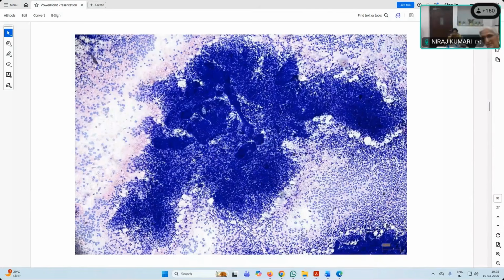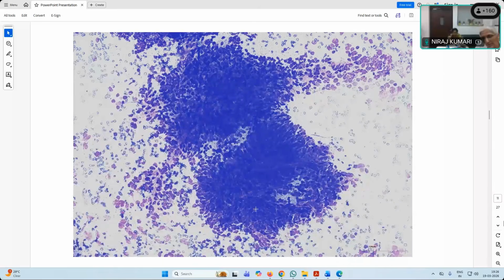So you can see these cohesive clusters which are epithelial looking, and here you can see the other component is very discrete dispersed cells with round blue cell morphology. And if you go at a higher power, you don't see any cytoplasm, very scant cytoplasm.